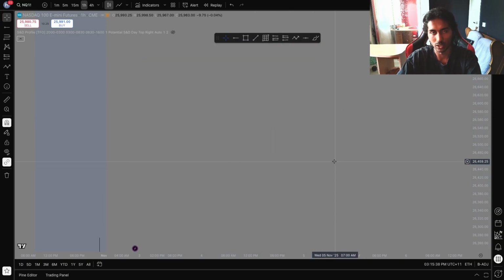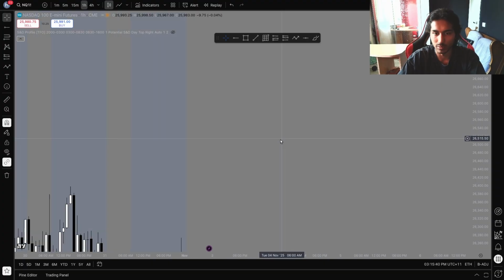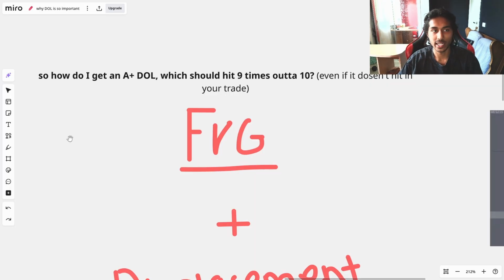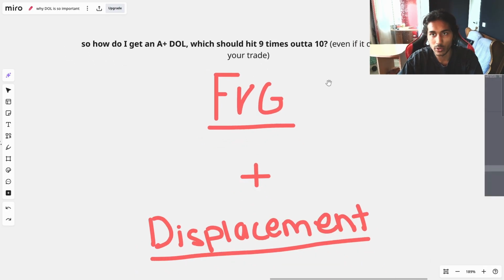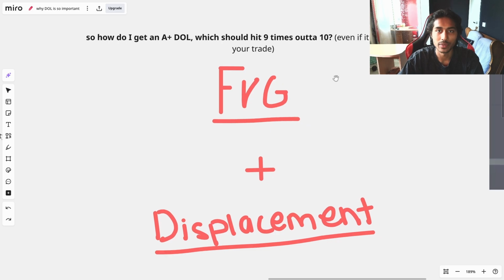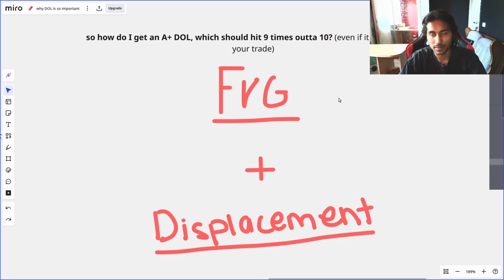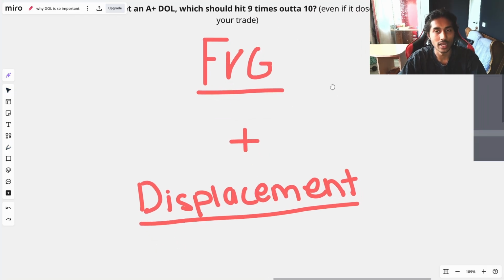To understand the draw on liquidity, you need to understand, first of all, why the market is moving the way it is. All right, now let's get into how you get an A+ draw on liquidity, which should hit nine times out of 10. Trading is a probabilistic environment. No one knows what's actually going to happen, but we play with probabilities, like a casino, and that's how we win. So how do you get an A+ draw on liquidity that should hit nine times out of 10? Wow, that highlight was cooked. So how do you do that?